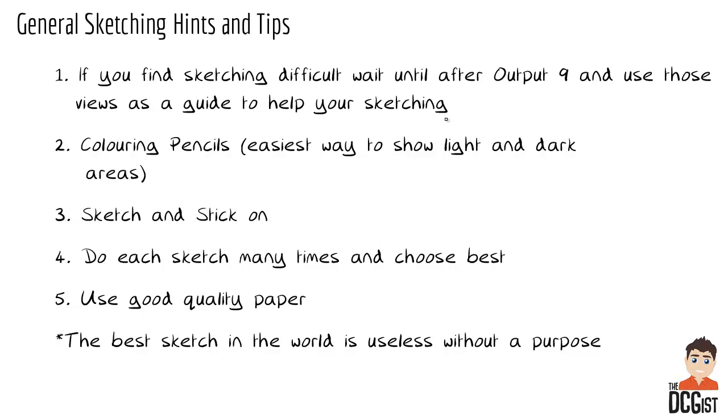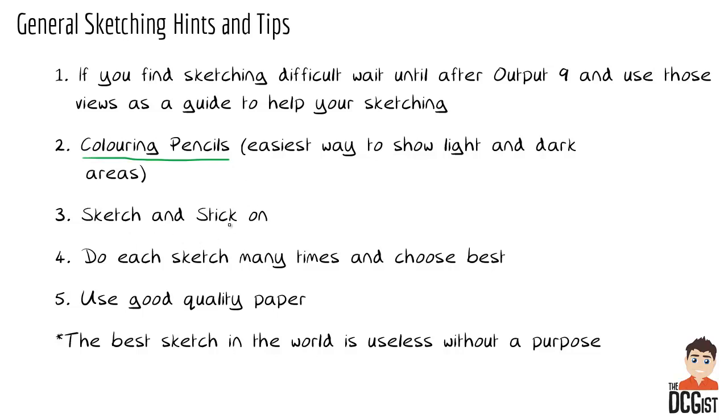Then the second thing is to use coloring pencils, because it's the easiest way to show light and to show dark. It's quite difficult to show different light parts of your object and dark parts when you're doing your rendering if you use markers, okay, or crayons. Coloring pencils can be the easiest way of doing it. You can also use paints, but again, that's a little bit more specialized. If you're able to use it, fantastic. If you're not, the coloring pencils will be the way to go.